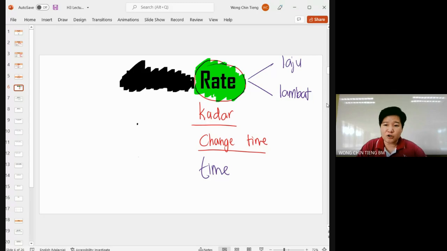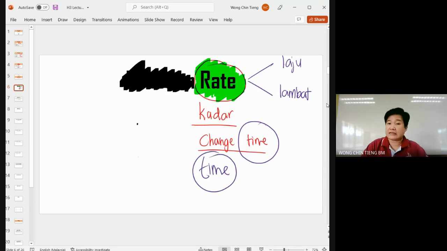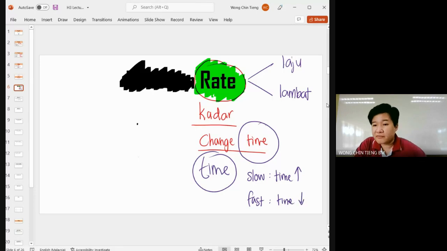How do we determine whether it's slow or fast? We talk about time. How do I know the thing is slow? Because it takes a longer time. When you say it's slow, means you take a longer time. Time is higher. When you say the thing is fast, the time is lower. Agree? Okay. So, rate adalah sentiasa berkawan dengan masa.